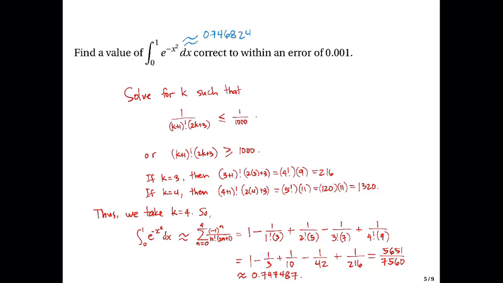So again, the exact value, actually not the exact, but approximately equal to 0.7468. Our computation gave us 0.7474. So really close. All right.